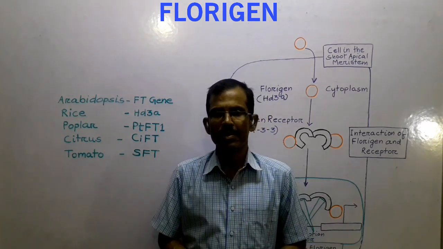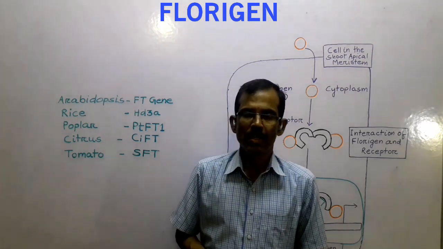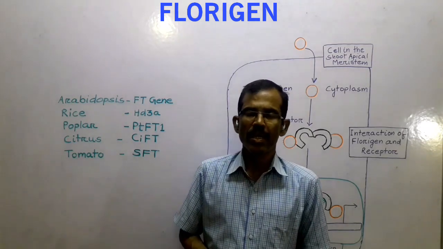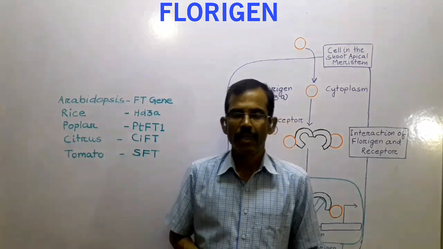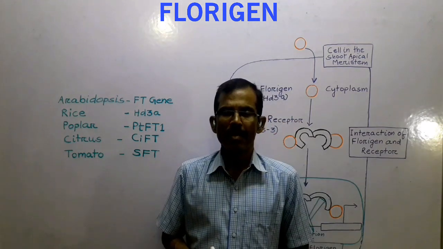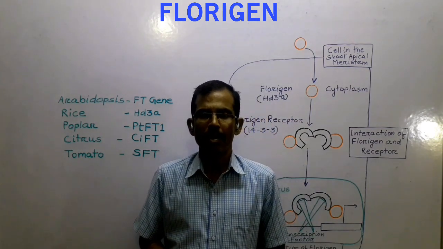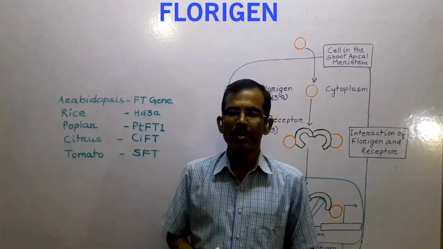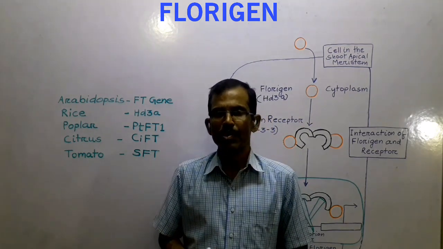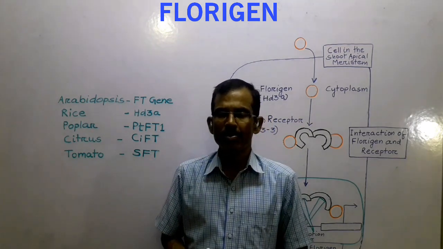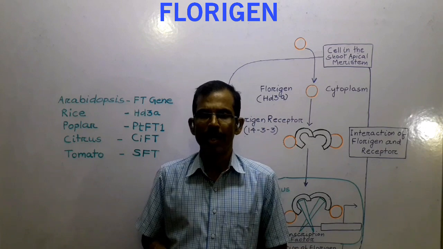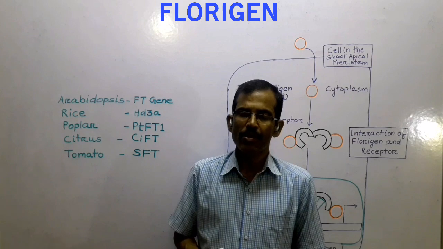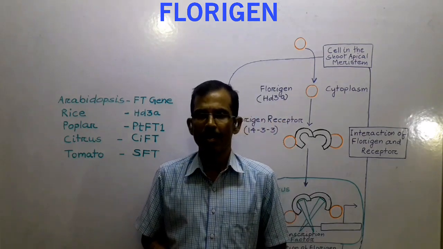Friends, today we shall discuss about Florigen. Florigen is a systemic signal that initiates flowering in plants. It was first described by Soviet Armenian plant physiologist Mikhail Chailakian, who in 1937 demonstrated that floral induction can be transmitted through a graft from an induced plant to one that has not been induced to flower.